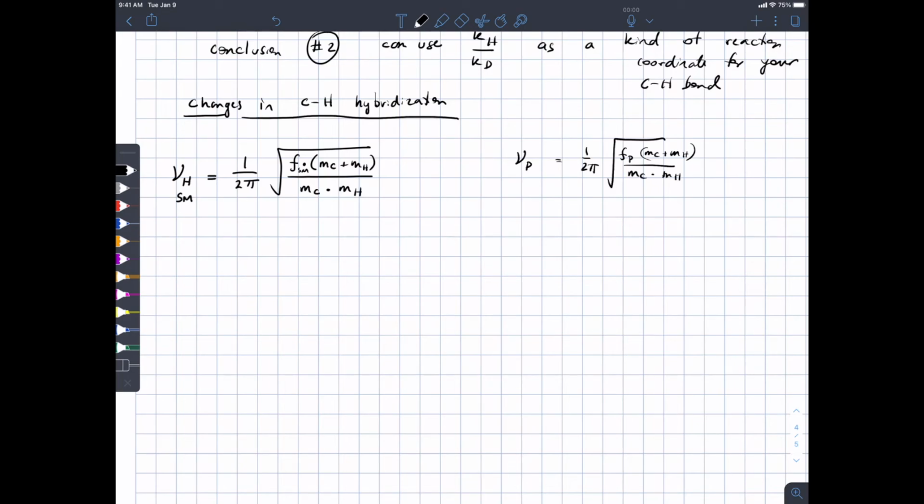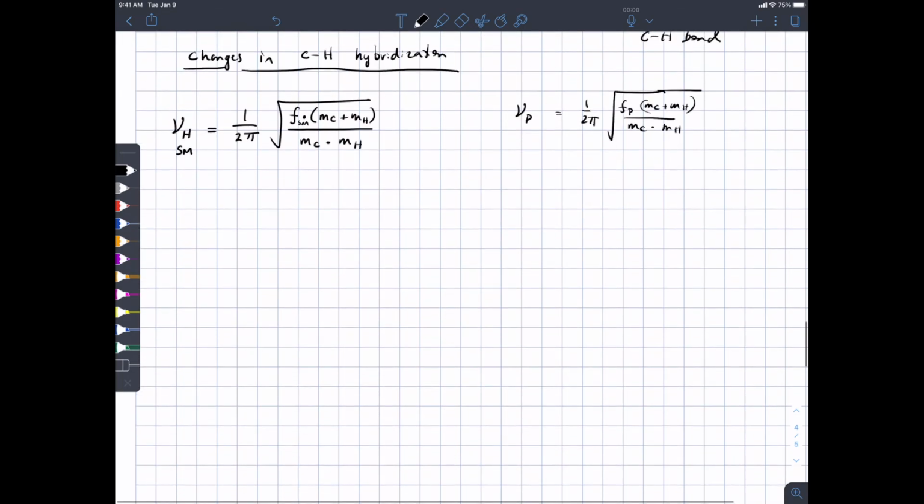And then we'll use the Hammond postulate to figure out where the transition state is in product versus starting material. So let me show you a couple of examples of bond vibrations that do change with hybridization versus bond vibrations that don't change very much with hybridization. Okay, so for an sp3 carbon-hydrogen bond, here's the carbon-hydrogen bond that we're interested in, and then here are the other 3 groups. They're not necessarily methyl groups, we're just ignoring what they are.